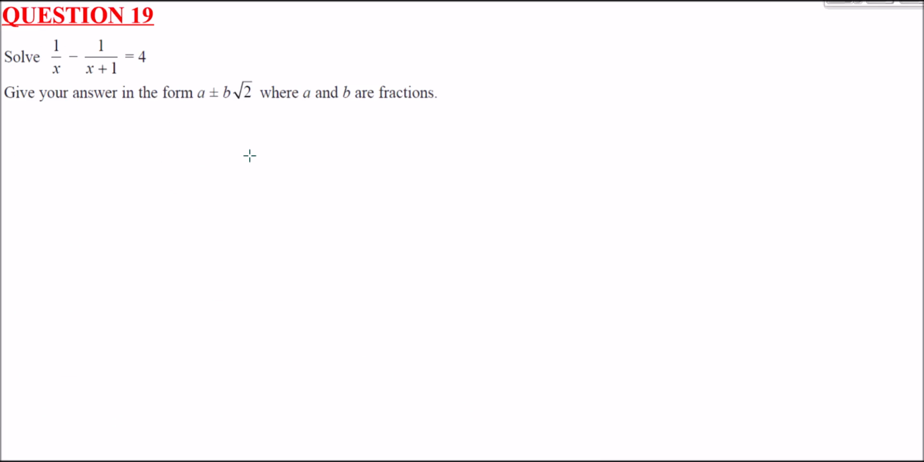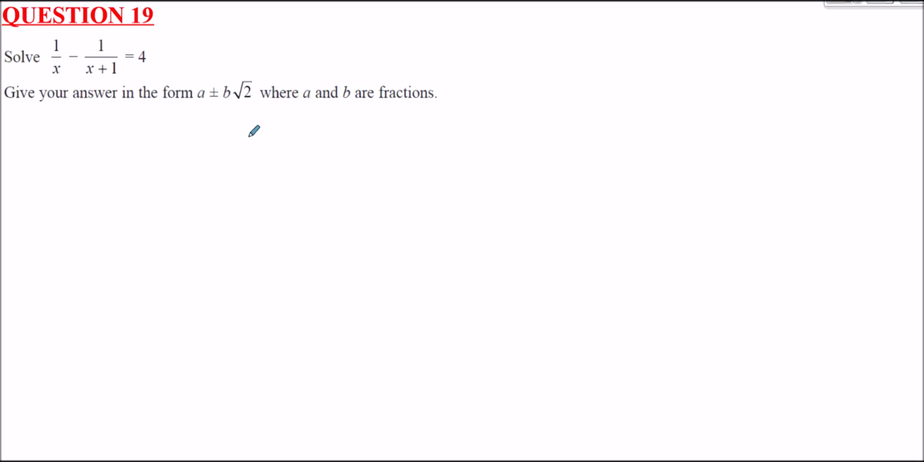Question 19. Solve 1 over x minus 1 over x plus 1 equals 4. Give your answer in the form a plus or minus b root 2, where a and b are fractions. So essentially this is a fraction subtract another fraction. The rules from year 7 still work.